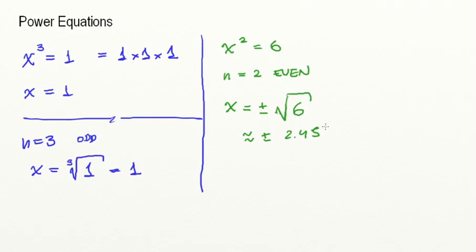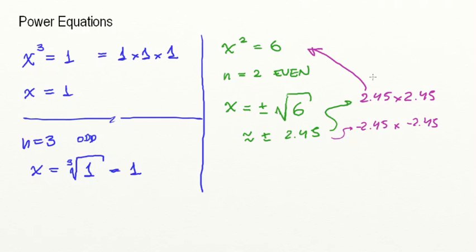So this means that if you multiply 2.45 by 2.45, you should get something closer to 6. However, if you multiply negative 2.45 by negative 2.45, you should also get something close to 6, because those signs will cancel out. Let's see some more examples.